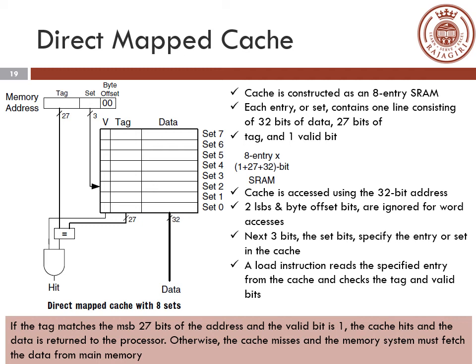If the V is 0, it means that it's meaningless data, so that 0 will be given to the AND gate, which means that the AND gate will give you a 0 value, which means that it is a miss. It is not a hit, it is a miss. It will give a hit if that value is 1. Now suppose that valid bit is 1. So one input to the AND gate is 1, that's fine.